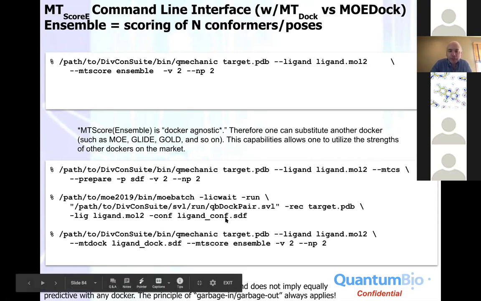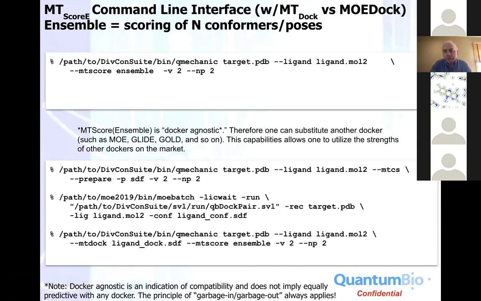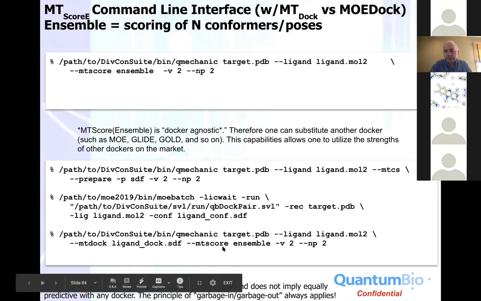And then finally, once you've run through that docking process, you just read in, as it says right here, this ligand _doc.sdf. That would be what's coming out of this calculation within MoBatch, but again, it could be some other Docker. It reads that in, and effectively it's what's called our nexus points. It sucks that into the software and treats it as if the mtdoc process had run. And then finally the mtscore ensemble is turned on, with verbosity of 2, and the number of cores, in this case I just chose to be 2.